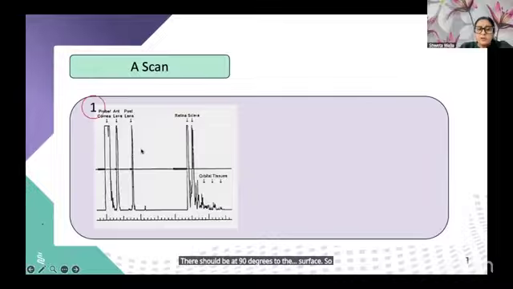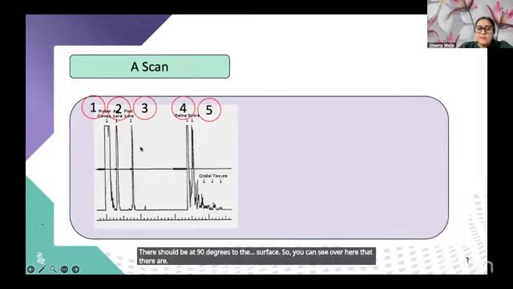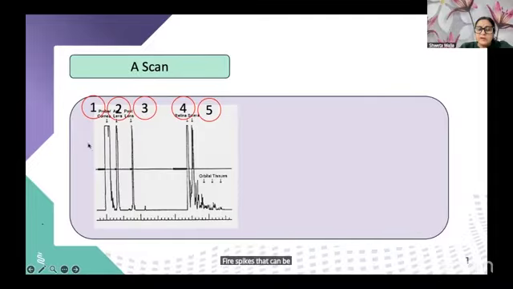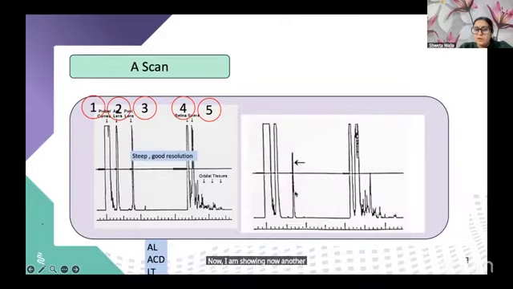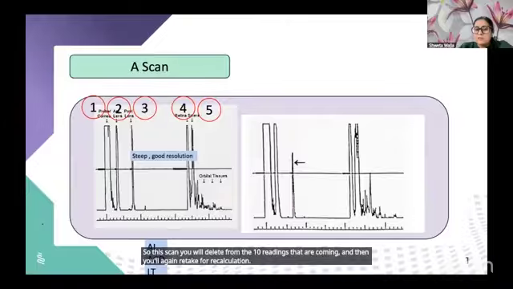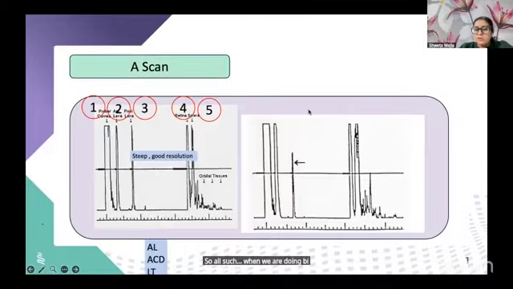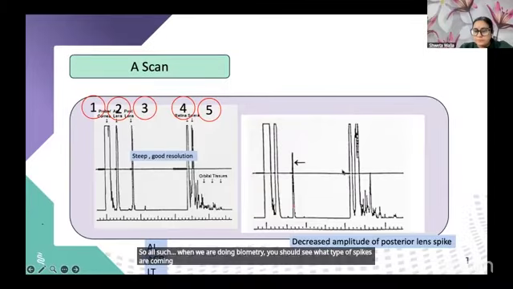So you can see over here that there are 5 spikes that can be seen in a contact type of ultrasound biometer, and all of them are having a high peak and are of good resolution. Now I am showing another A scan over here. You can see that this spike is not 100%. So this scan you will delete from the 10 readings that are coming, and then you will again retake for recalculation. So when we are doing biometry, you should see what type of spikes are coming.